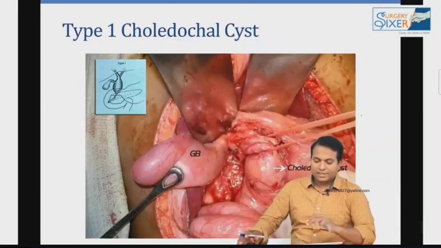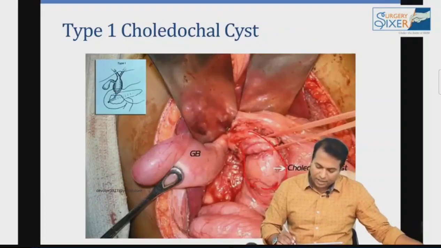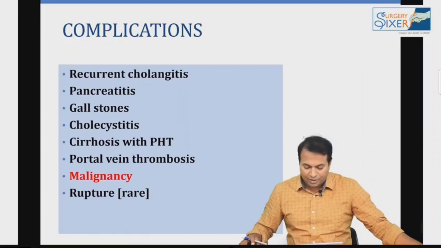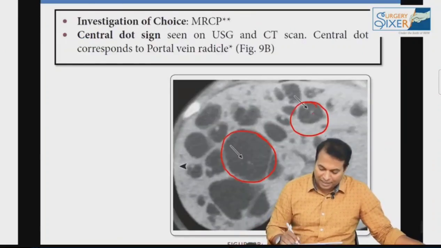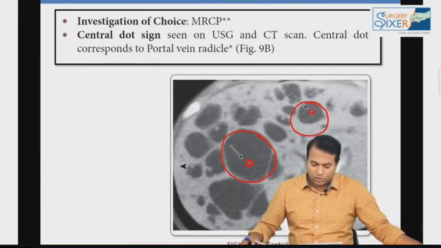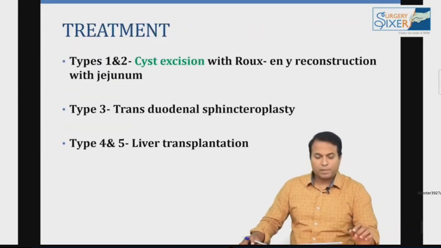You can see this is one of the patients with a fusiform dilated choledochal cyst. We are completely removing the cyst along with the gallbladder. So this is the treatment, and we do a hepaticojejunostomy. So this is a CT scan of Caroli's disease. Multiple cysts with a portal vein radical, known as the central dot sign. Please don't forget the central dot sign. So please don't forget the treatment of choledochal cyst.